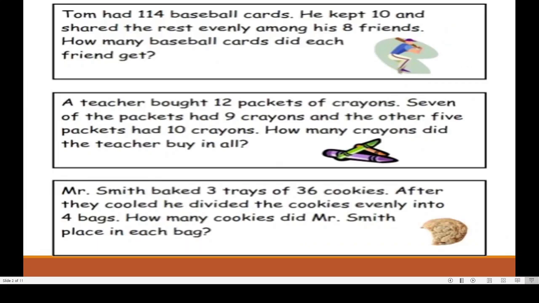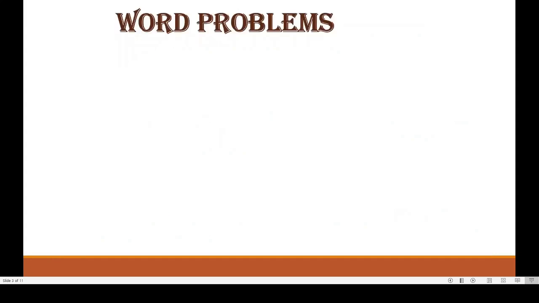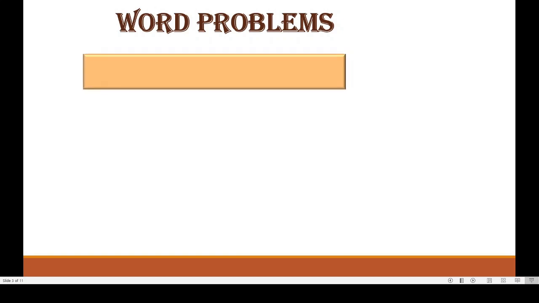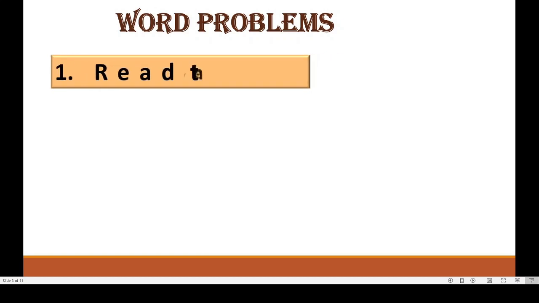See dear children, these are some word problems. Here the sums are given by using sentences. Got this? These are nothing but word problems. How to solve word problems? We will learn word problems. There are some steps. If we follow these steps and solve the problems, it will become very easy.